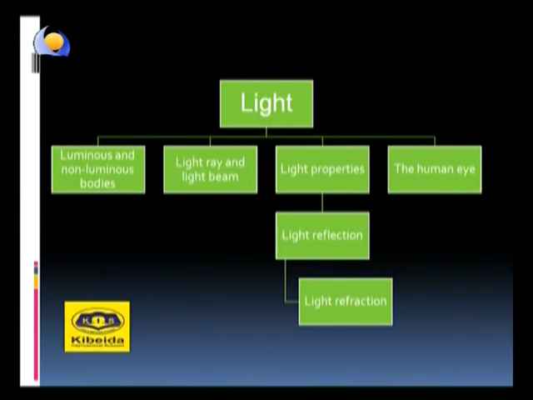The last part is what we call the human eye, divided into three main parts, and every part is composed of different parts. The most important one is the retina and the inner part, and how the image forms on the human eye. This is about light.